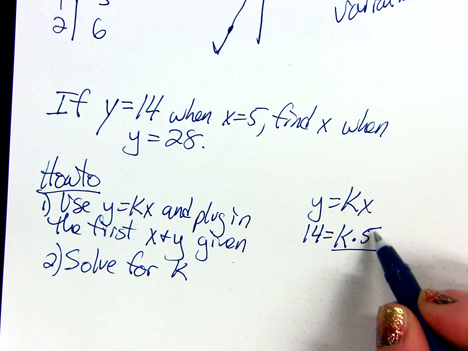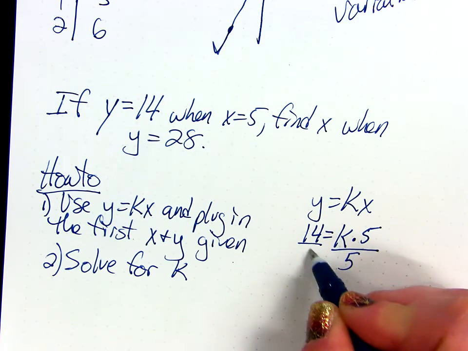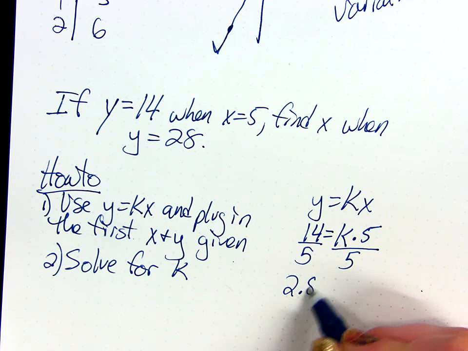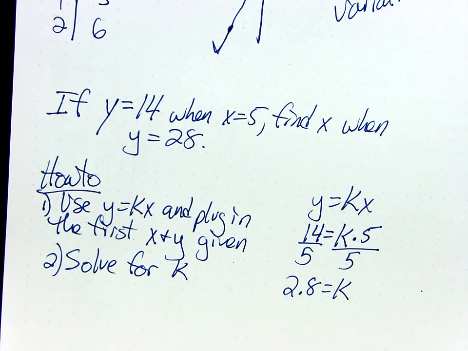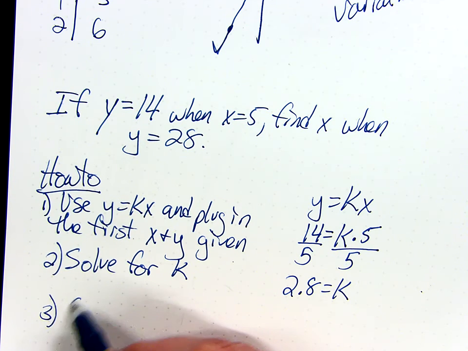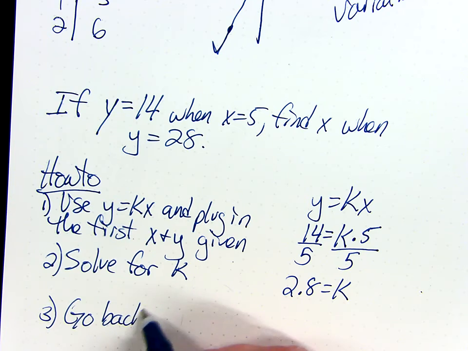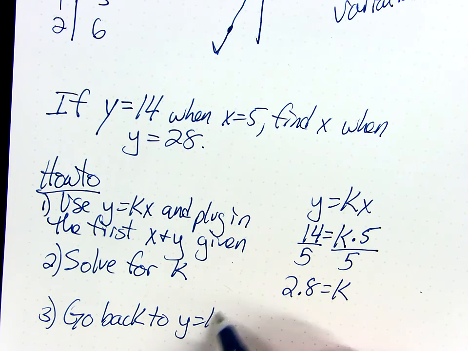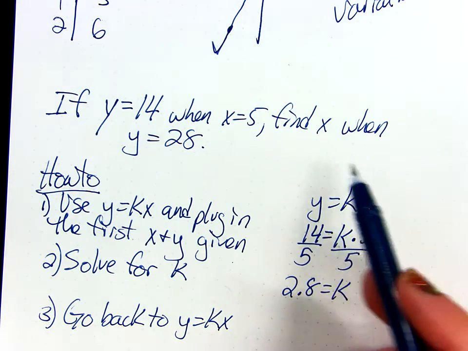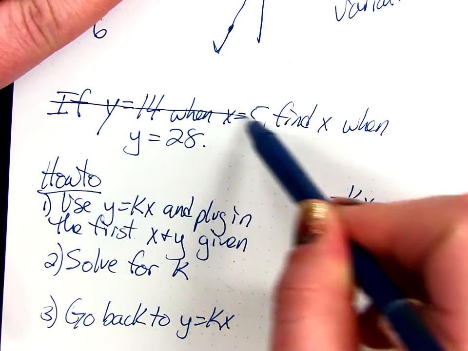Don't I want to divide both sides by 5, right? Yeah, so that's 2.8. Now we're almost there. Step 3, you're going to go back to y equals kx, but now you're going to plug in k and the other information. So I'm done with the 14 and the 5.